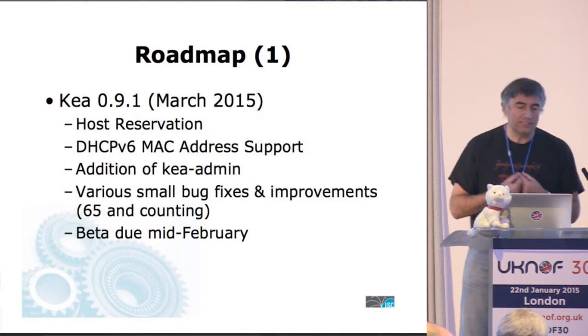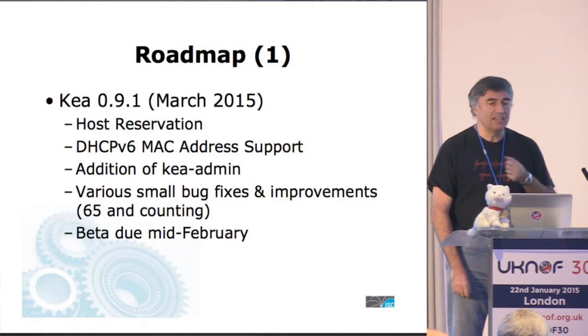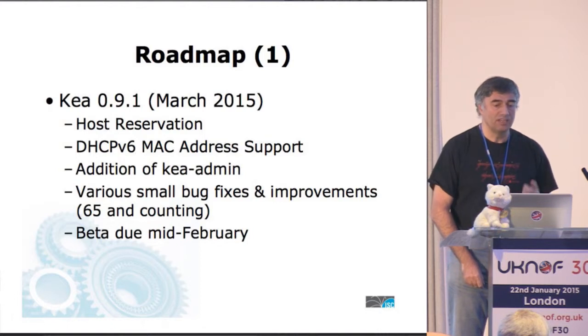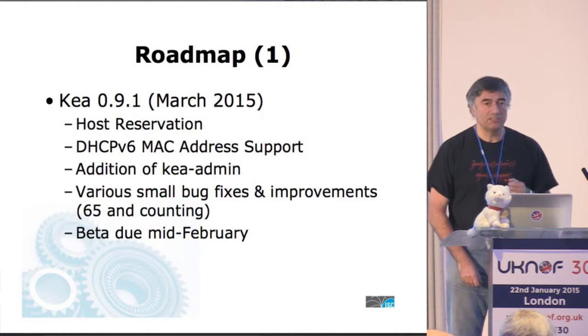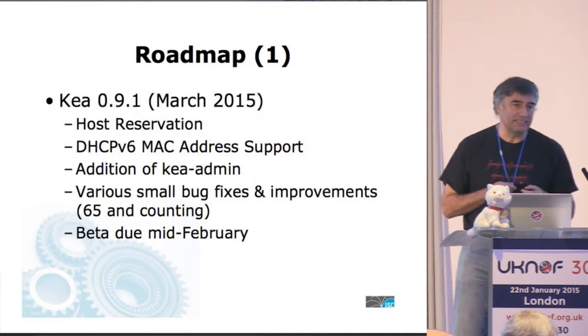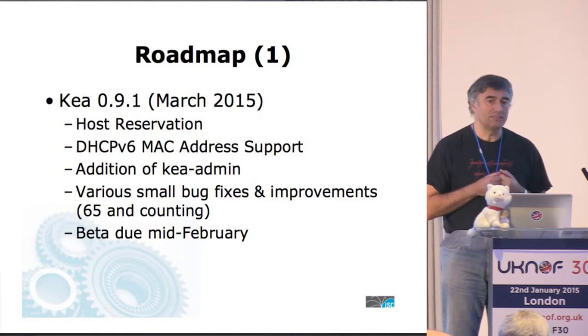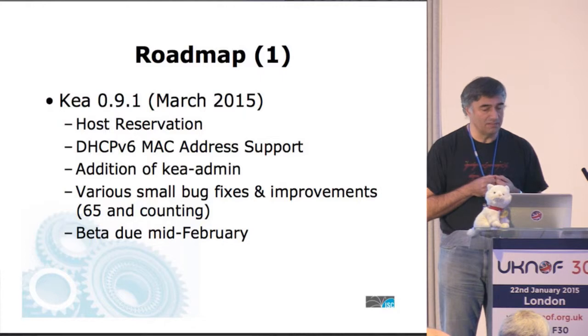So what are we doing now? We've broken the work between 0.9 and 1.0 into some bite-sized chunks. The current work is focused on host reservation and MAC address support. Host reservation allows you to reserve particular addresses for particular hosts, and the MAC address support makes good the deficiency in DHCPv6, which relies on DHCP unique identifiers rather than a characteristic of the host itself.